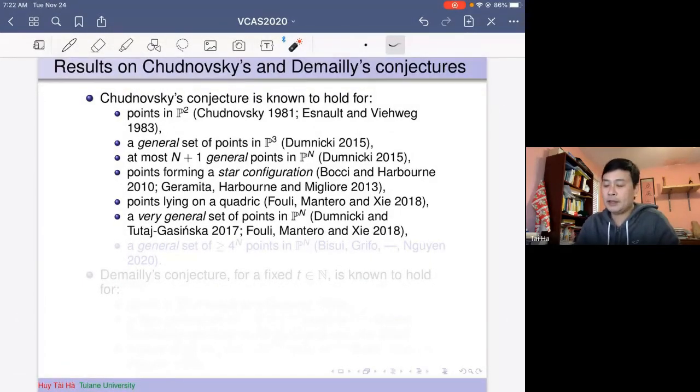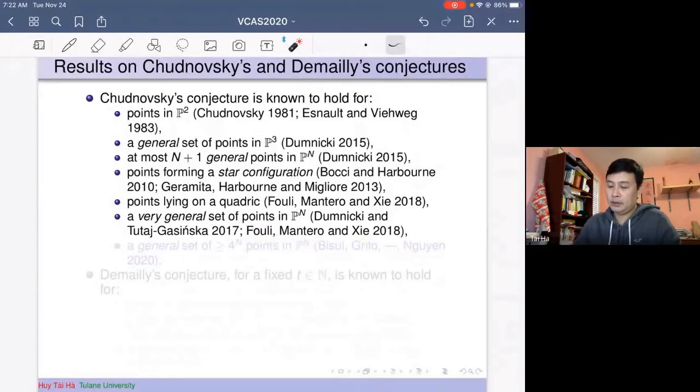For points forming a star configuration, we're going to come back to star configurations later on, by Bocci and Harbourne, by Geramita, Harbourne, and Migliore. It's true for points lying on a quadric by Fouli, Mantero, and Xie. It's true for very general set of points by Dumnicki, Szemberg, Tutaj-Gasińska, who proved the statement for at least 2 to the n points, and by Fouli, Mantero, and Xie, who proved the statement for any number of points.